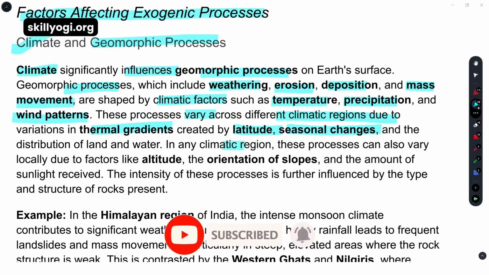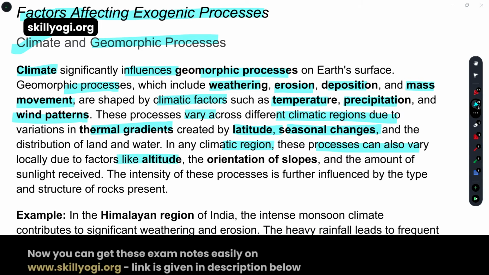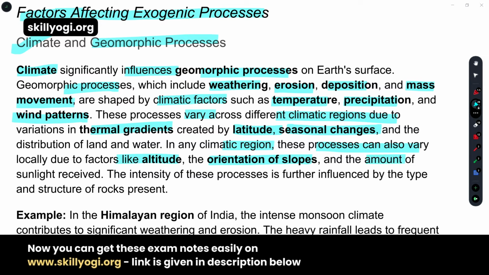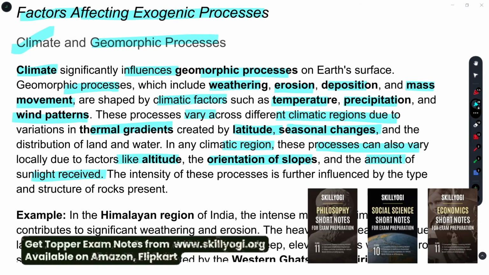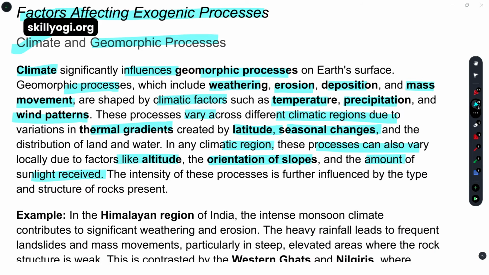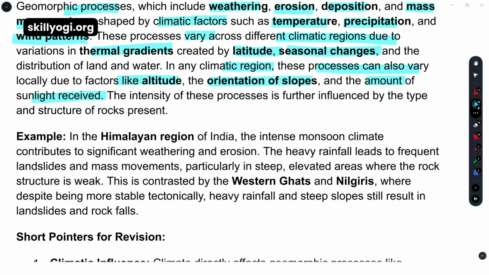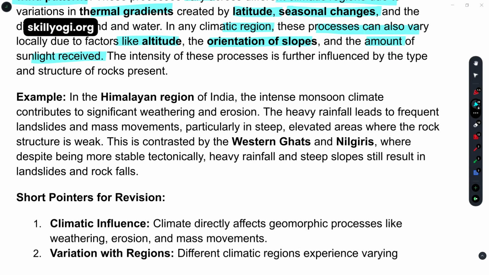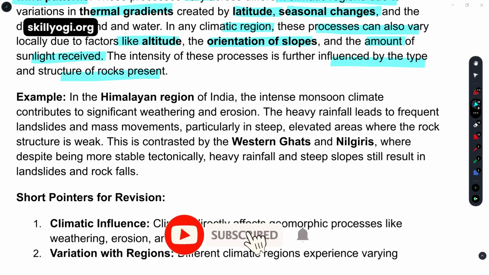In any climatic region, these processes can also vary locally due to factors like altitude, orientation of the slopes and the amount of sunlight received. In equatorial areas, we can have a lot of sunlight. It falls vertically. But in a slanted way, we have the temperate regions. In temperate regions, we cannot have a lot of sun rays. There we have a moderate kind of temperature. So these also affect the process. The intensity of this process is further influenced by the type and structure of the rock present.